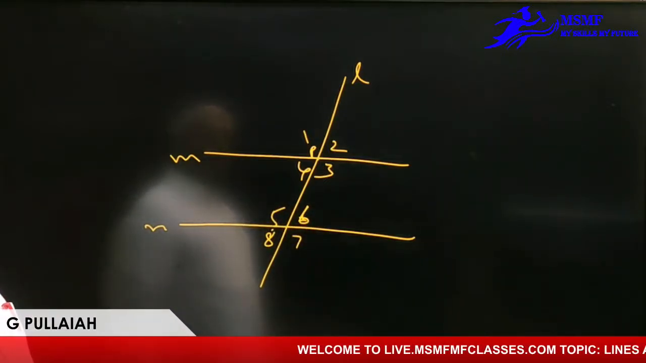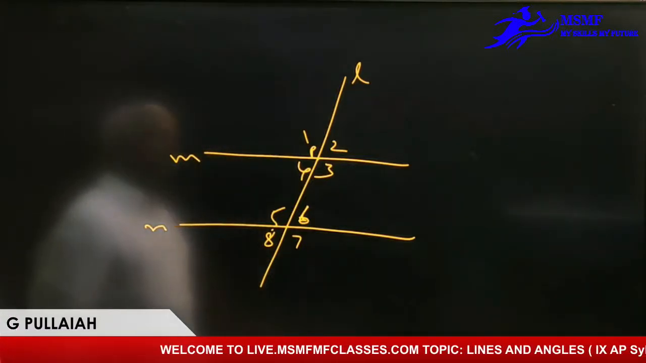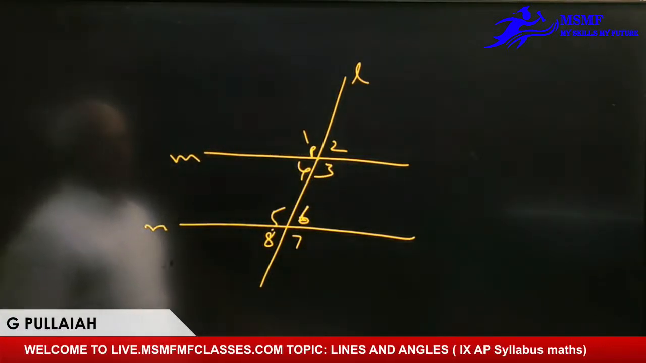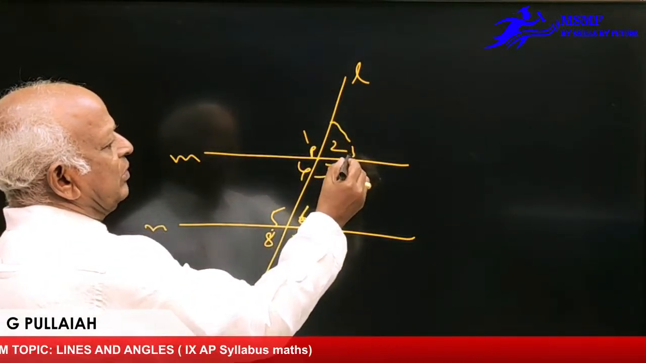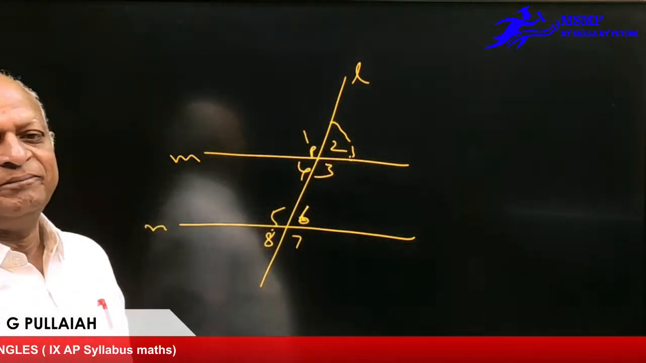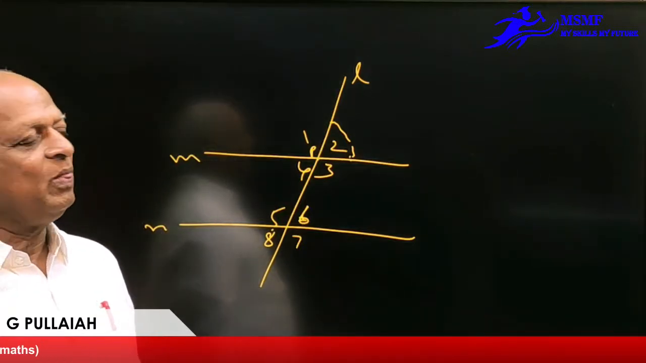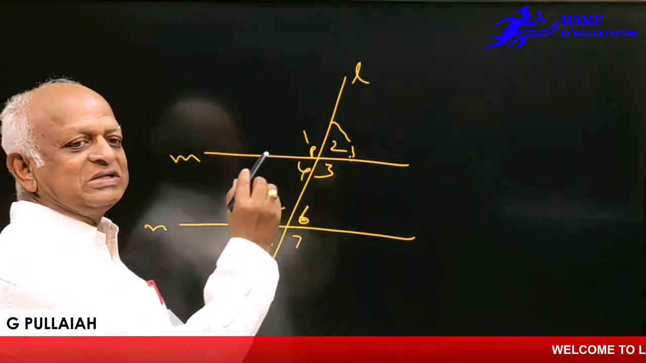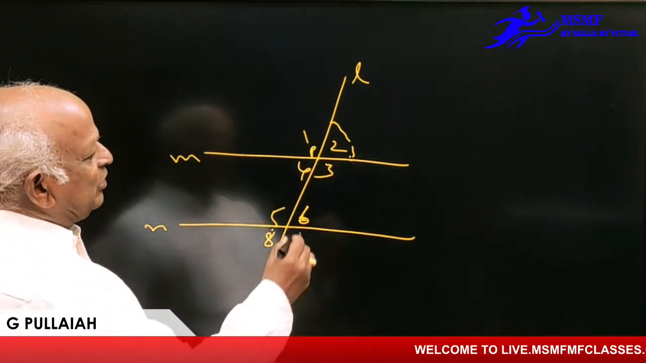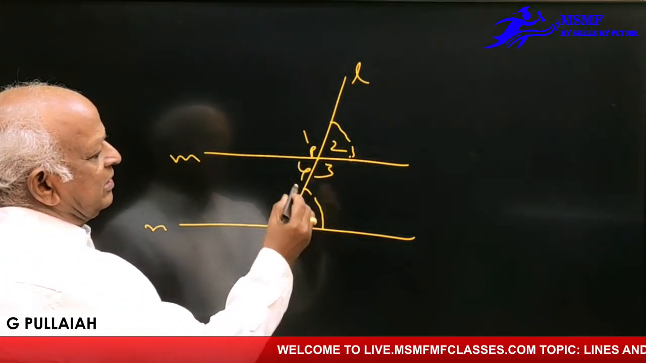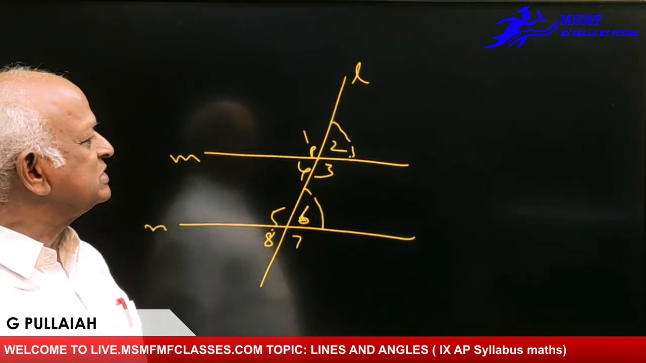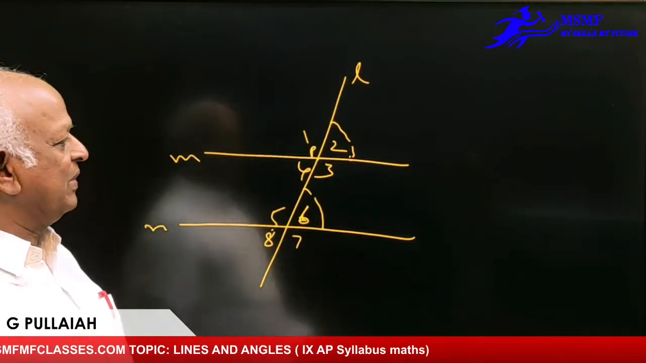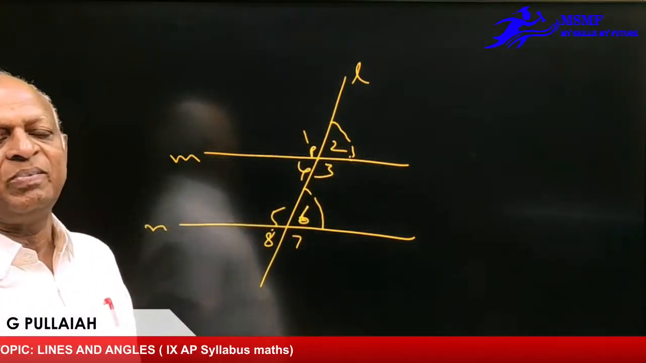So think very carefully. Let us take the angles on the same side of the transversal. Let us take 2. 2 is an exterior angle. What can you say about 2? 2 is an exterior angle. And then you take 6. 6 is an interior angle. What can you say about 2 and 6? 2 and 6 are on the same side of the transversal.